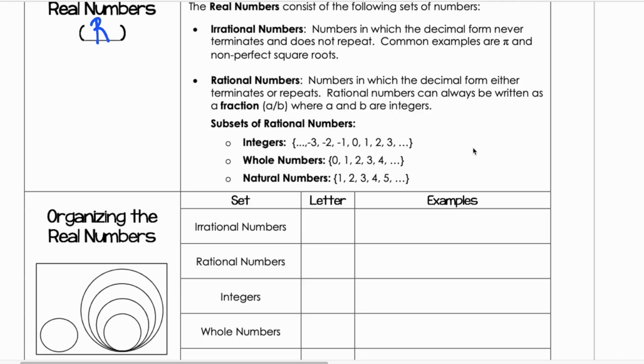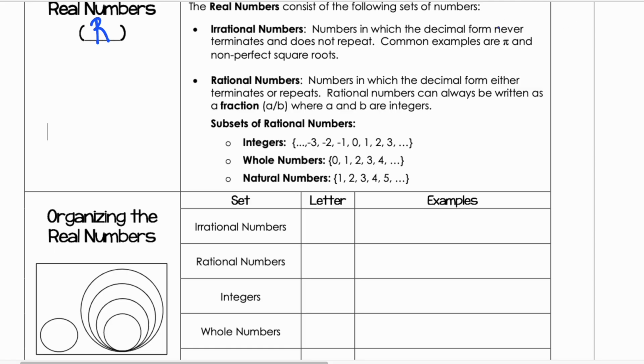Okay? And you'll see situations where a number is going to fall into both a real number and an irrational number or a rational number. So we're going to go through those. Irrational numbers are all by itself under the real number system, and they're numbers in which the decimal form never terminates and does not repeat. So that's important. So never terminates.